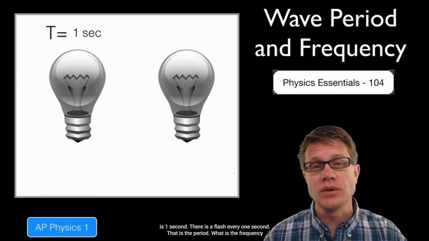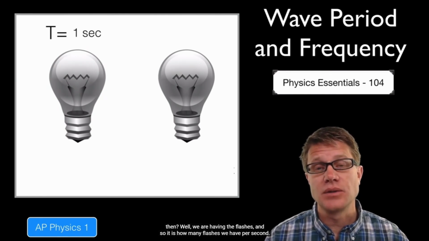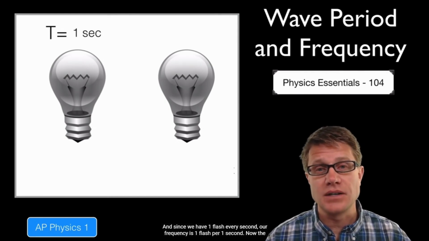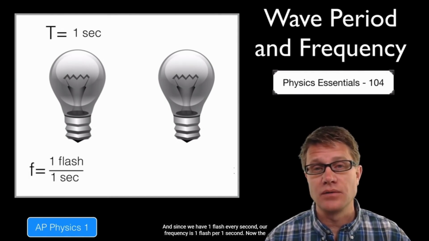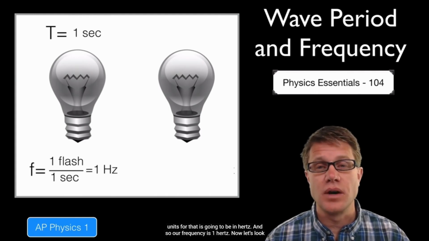That's the period. What's the frequency then? Well, we're having the flashes, so it's how many flashes we have per second. Since we have one flash every second, our frequency is 1 flash per 1 second. The unit for that is hertz. And so our frequency is 1 hertz.